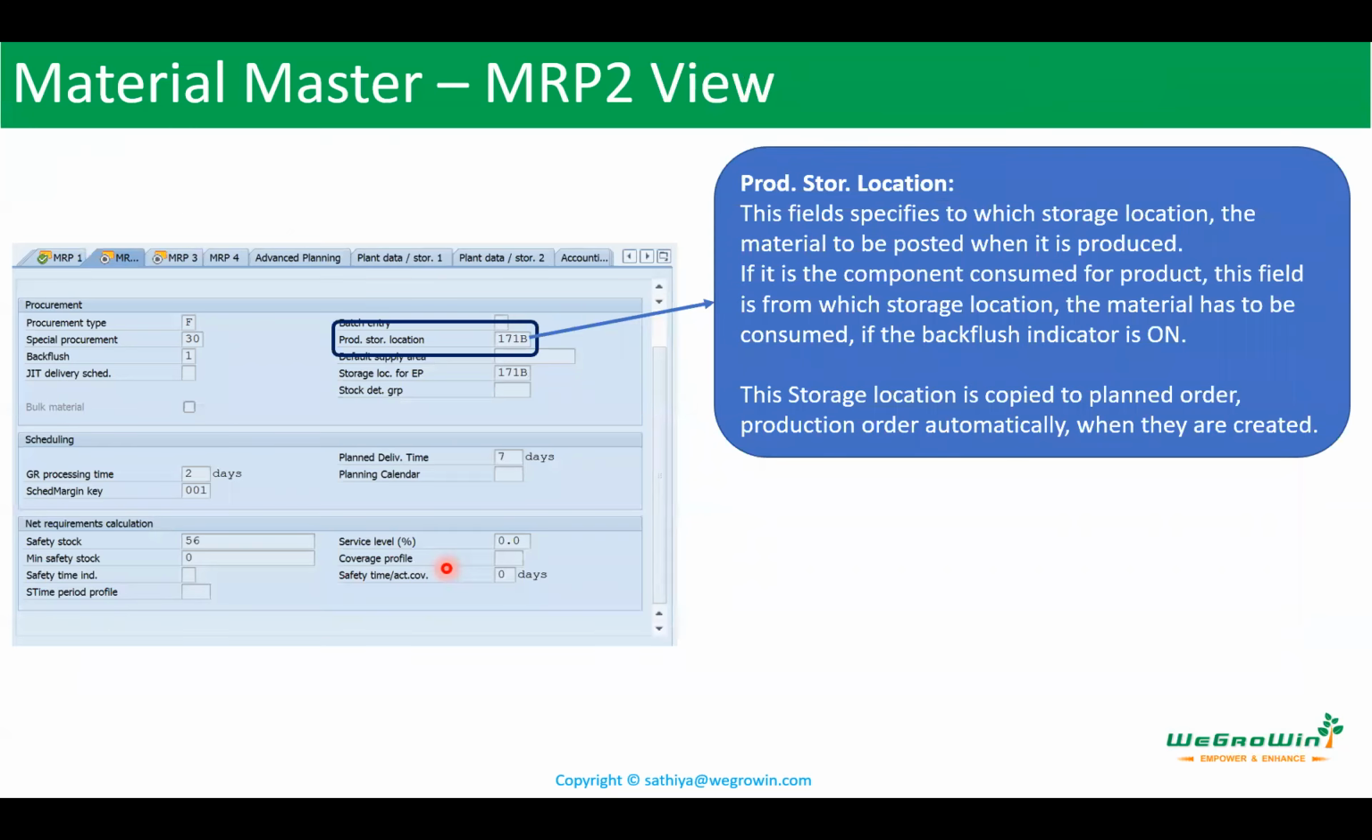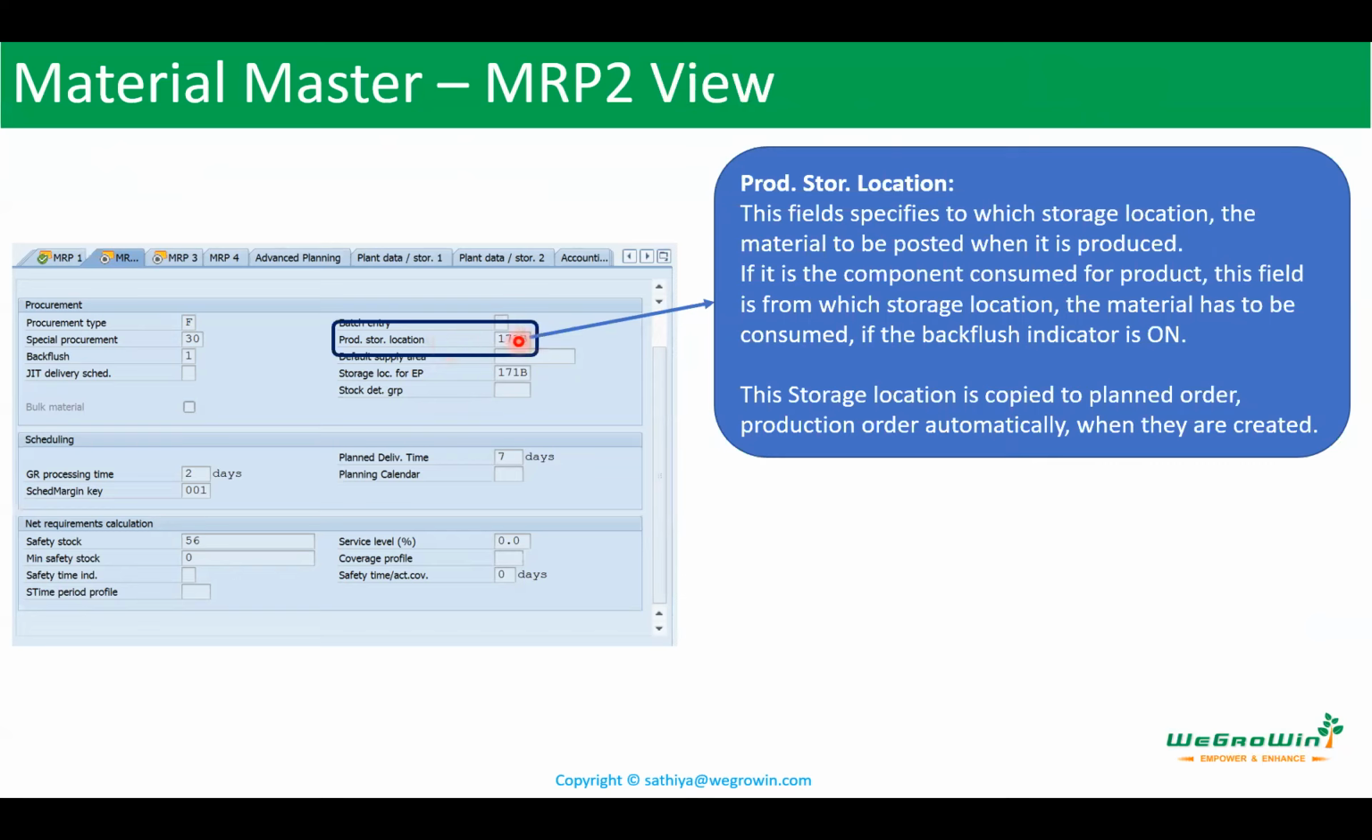Next is the store location. We discussed procurement type and special procurement type. There is a field called production store location. What is the production store location? If it is a production item, when I do the goods issue from production, where it has to be placed, that is called the production store location. When I have an in-house production item, after completing the production, where it should be received, that is the production store location.